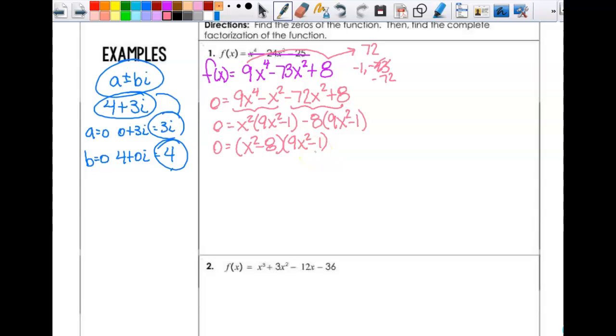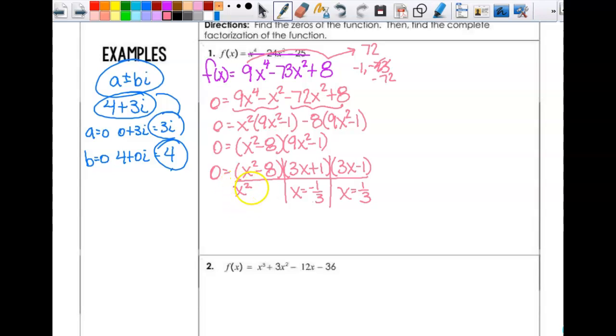So that x squared minus 8, I can't factor it anymore. 9x squared minus 1, can I factor that another time? Yep, that's a difference of squares. So I get 0 equals x squared minus 8 times 3x plus 1 times 3x minus 1. Then I can find my zeros. So this would be x equals a positive 1/3, x equals a negative 1/3.